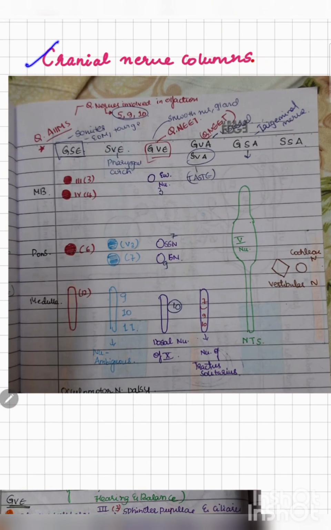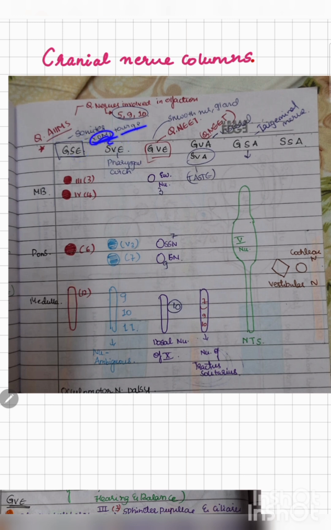The topic is about cranial nerve columns. It's super important for you to remember the cranial nerve columns and their functions, because they've been asked many times in the previous years. So the first one is general somatic efferent. General somatic efferent will innervate the somites, and somites will further give rise to extraocular muscles and tongue.